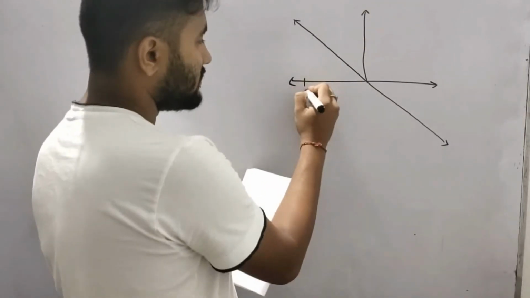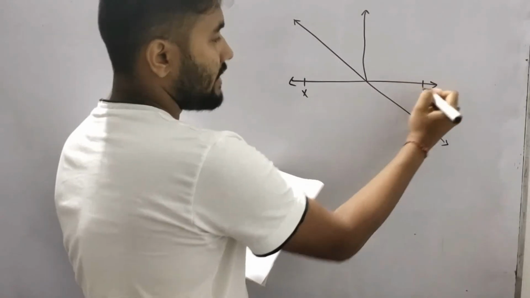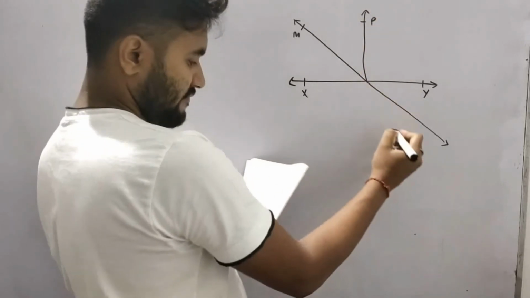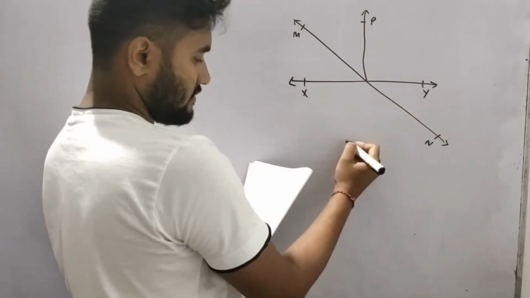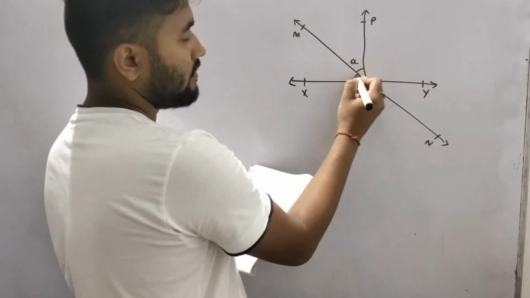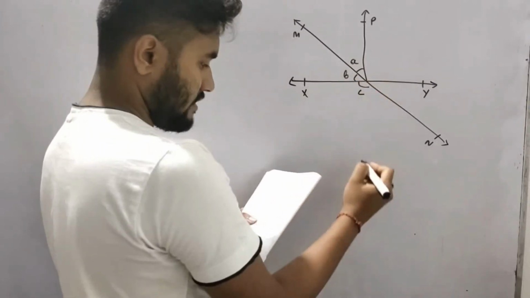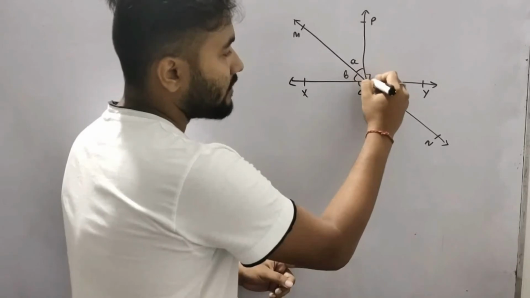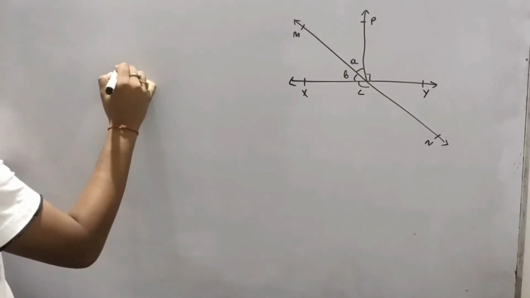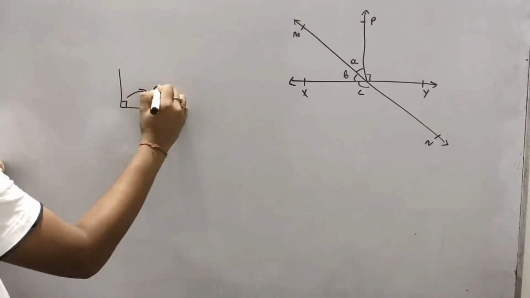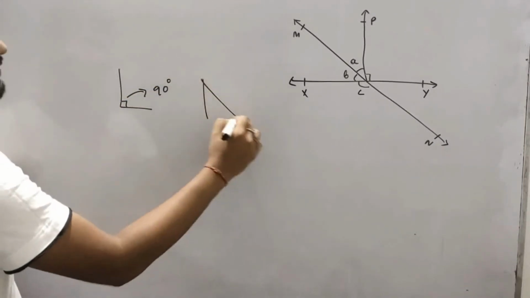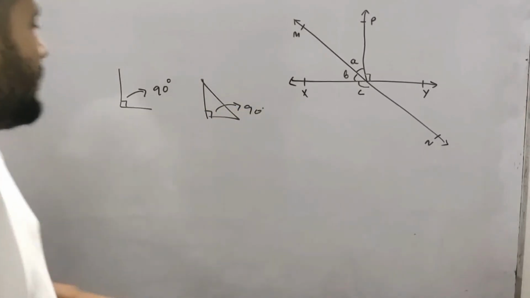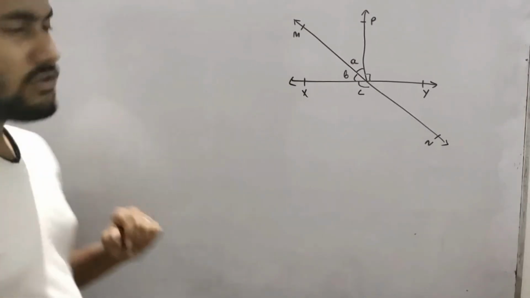So name them. This is X. This is Y. This is M. This is P. This is N. This is A, B, C. And over here you see angles are marked like that, right? But this angle is marked in this way. This sign denotes 90 degree. Remember, right angle triangle. You know this one, right? Already in class 8 in geometry you have got. This angle denotes 90 degree.